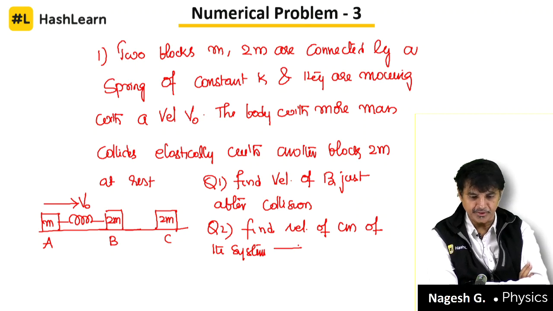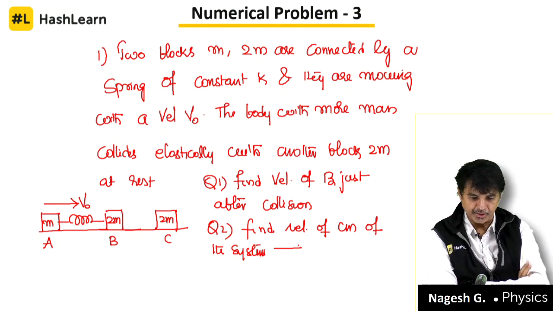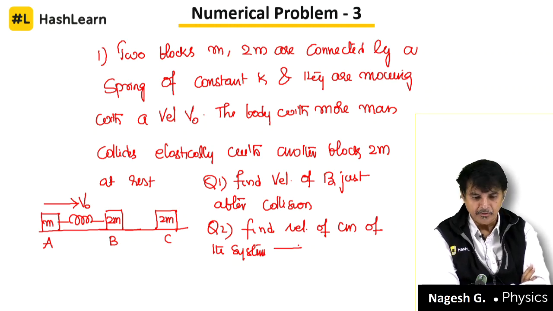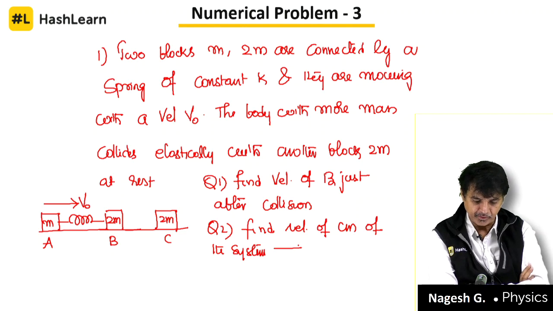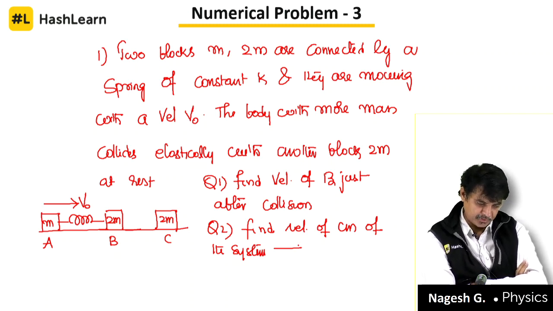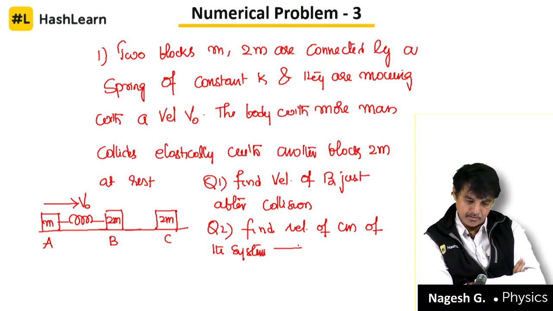Bhagyasri Dalvi declared another answer, just after collision. Still, I am expecting more answers. B is colliding with C, and the first question is the velocity of B just after collision, and find the velocity of the center of mass of the system. These were the questions. Still any other answers? I am waiting here.